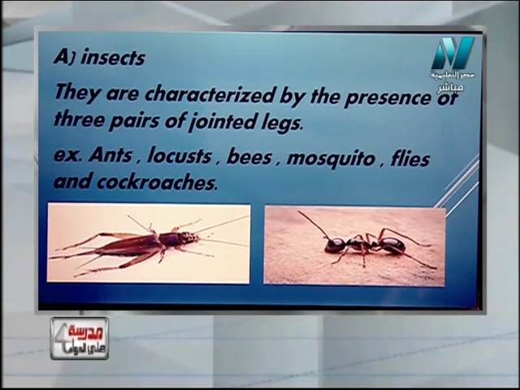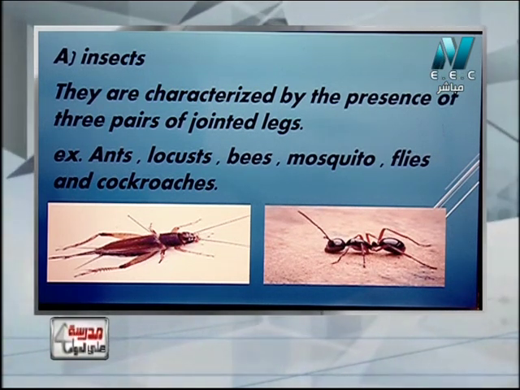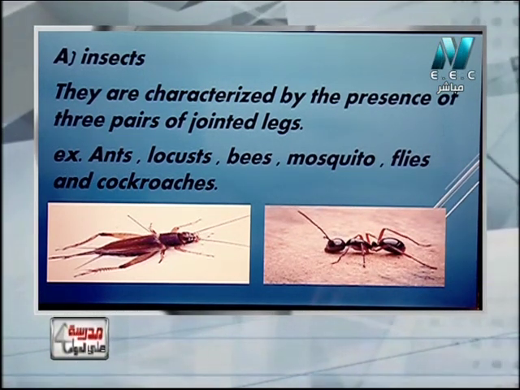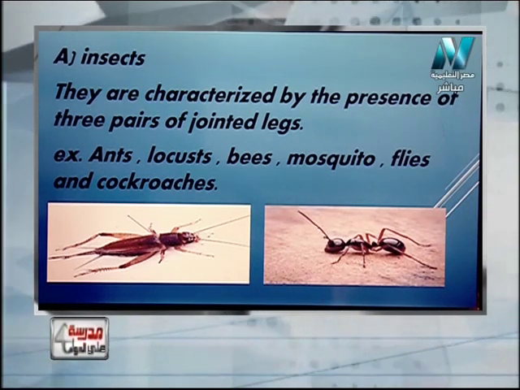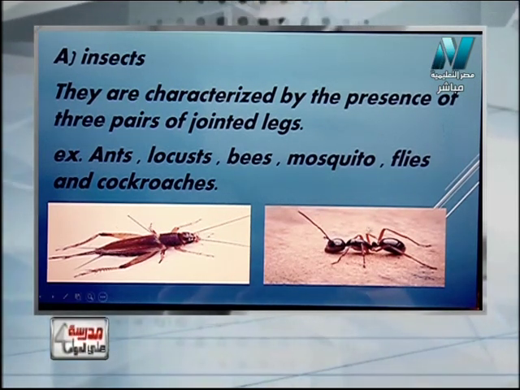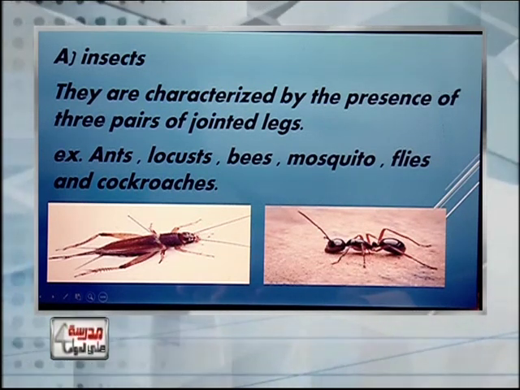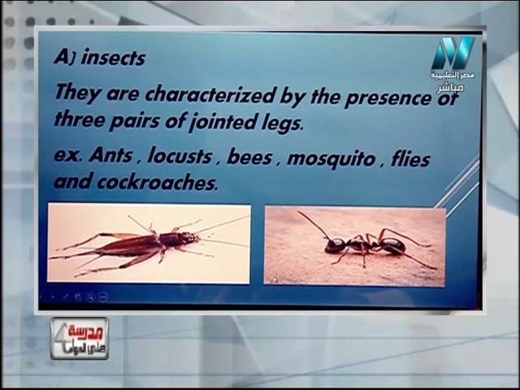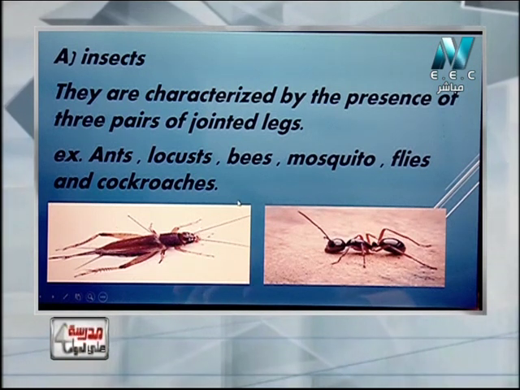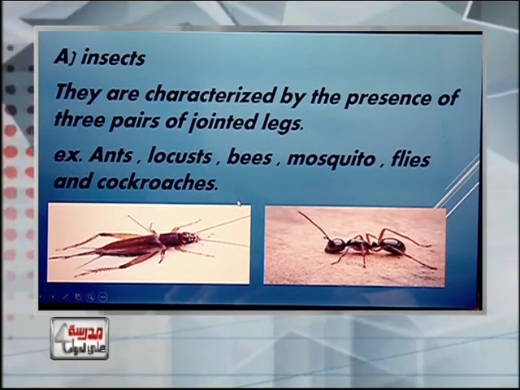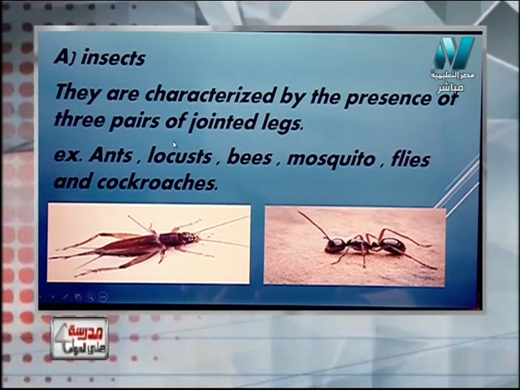Number A, insects, and insects are characterized by presence of 3 pairs of jointed legs, as ants, locusts, bees, mosquito, flies, and cockroaches. If you want to count the legs, 1, 2, 3, 4, 5, 6, and the cockroach 1, 2, 3, 4, 5, 6. Give reason: the cockroach is from insects because it has 3 pairs of jointed legs.